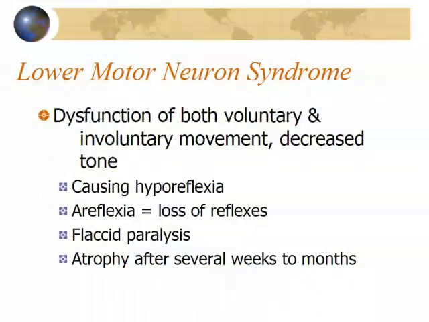Lower motor neuron syndromes are a dysfunction of both the voluntary and involuntary movement and decreased muscle tone. You're going to have hyporeflexia, so that you're going to have your reflexes, but they're not going to be as strong as usual. You may also have areflexia, which is the loss of the reflexes, and you will have flaccid paralysis. After several weeks to months, atrophy will occur.